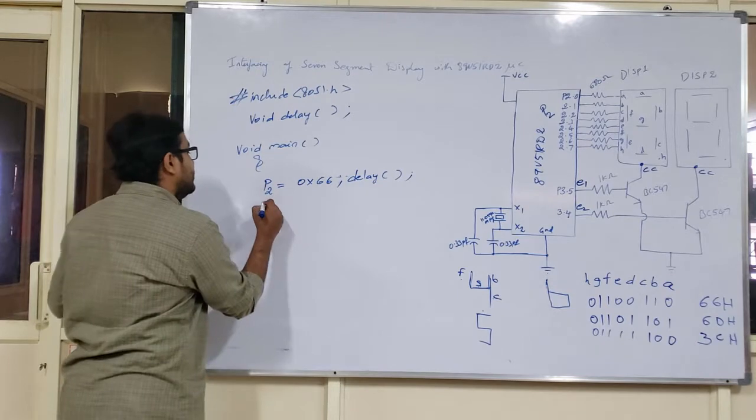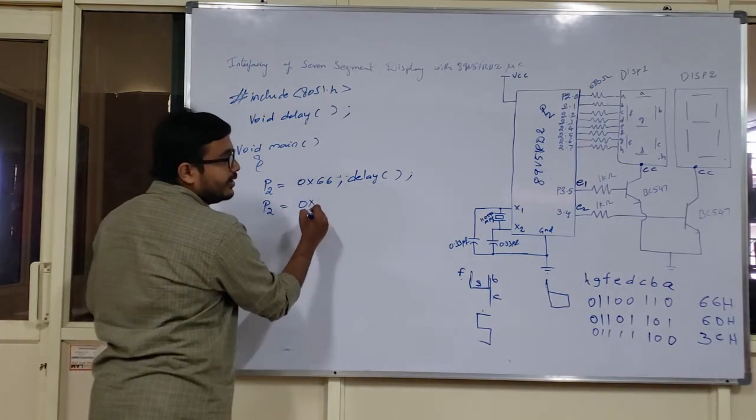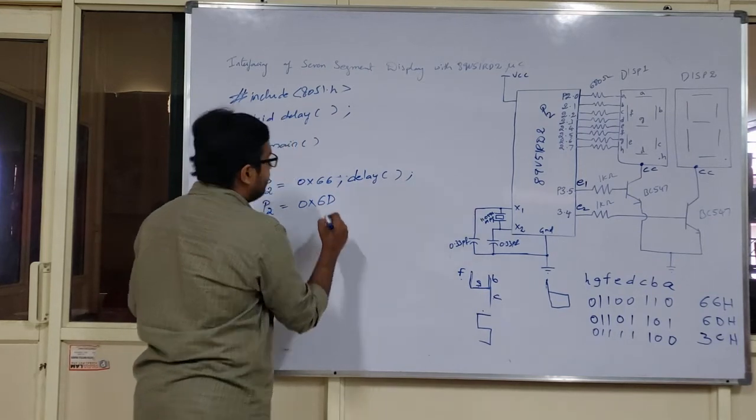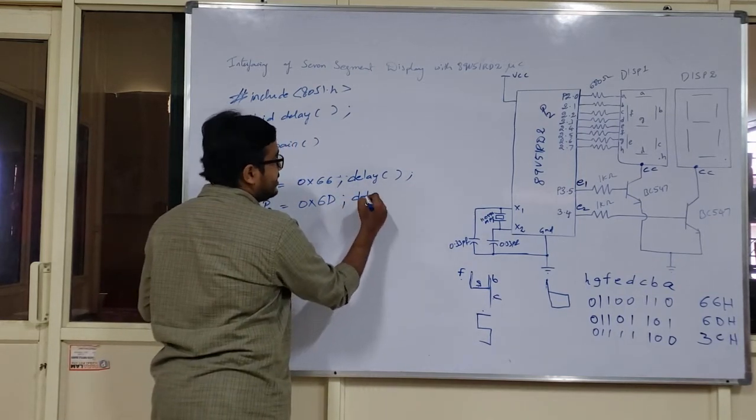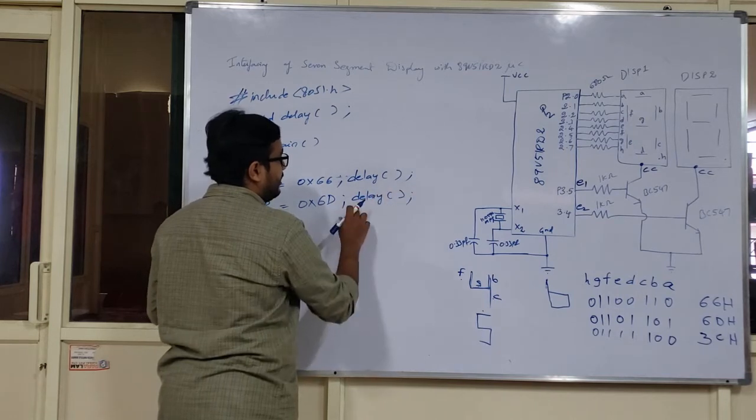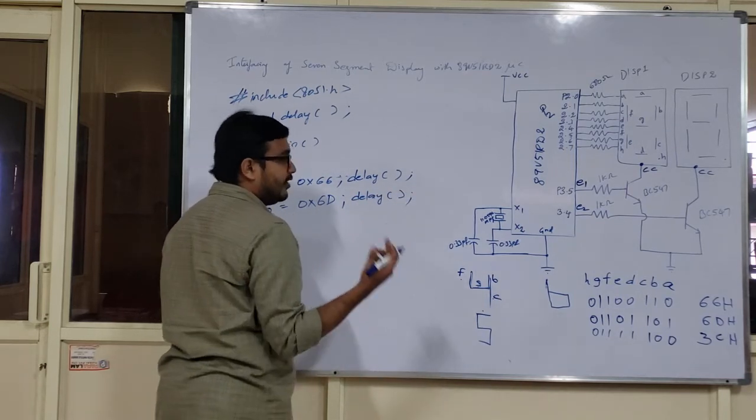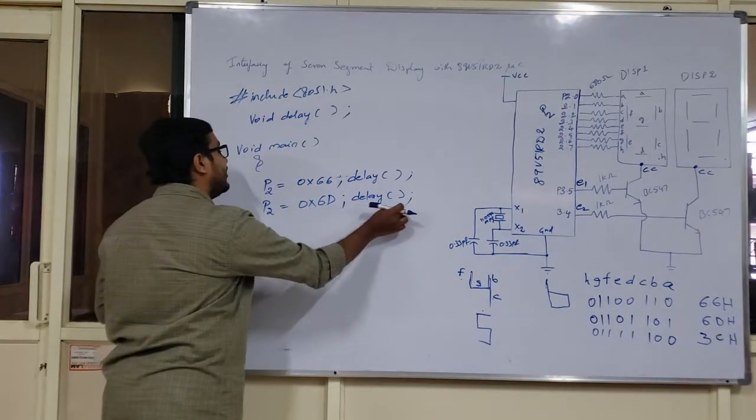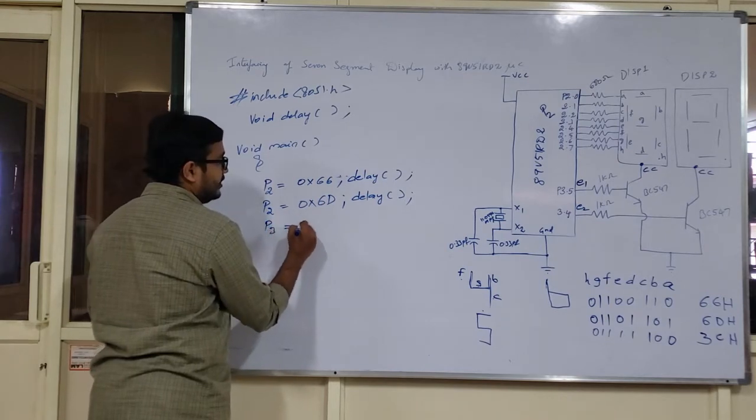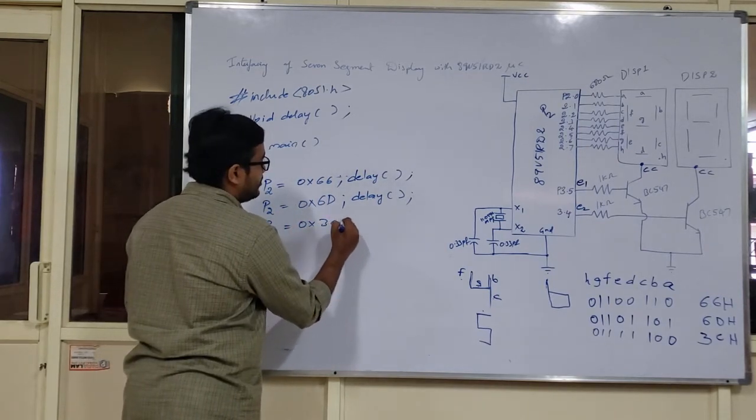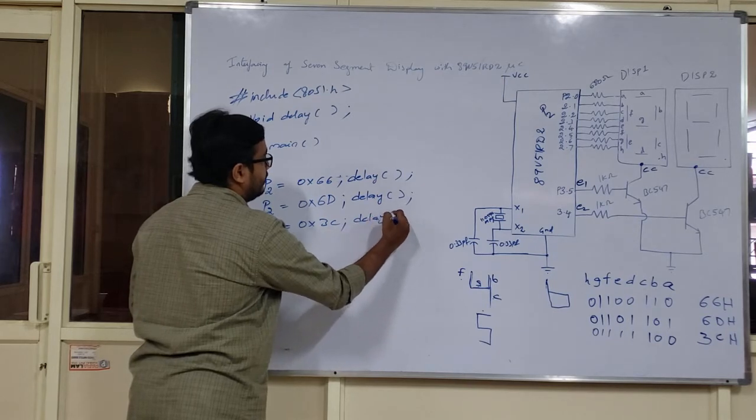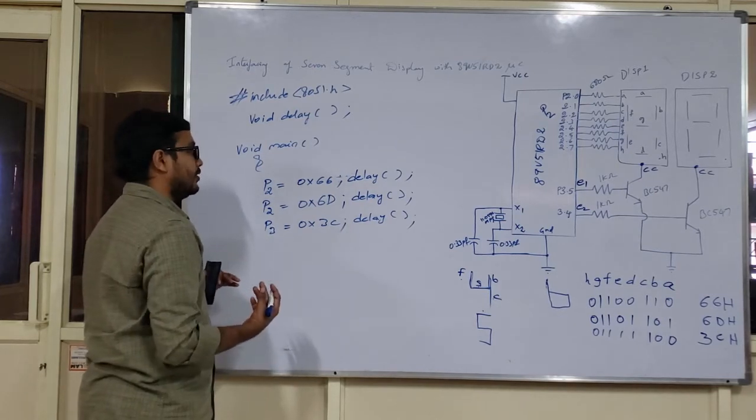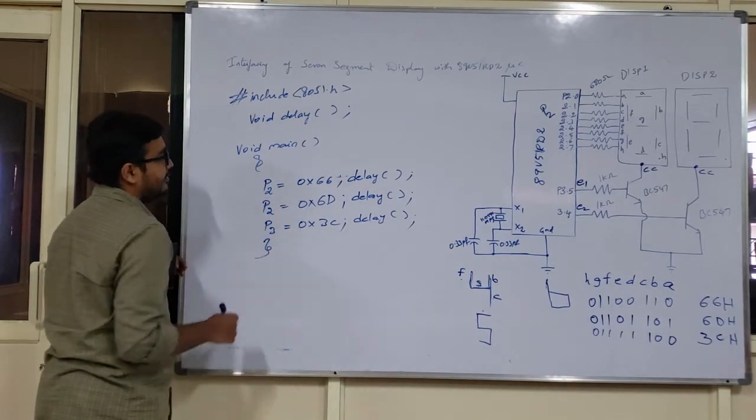Okay. Next is P2 equal to 0x6D. That means decimal 5 will be displayed for a certain duration of time, that is offered by the delay, like 1 second or 2 seconds or whatever the time unit, that will be taken care of by the delay here. And the next one is 0x3C, delay again. Okay. In this way, port 2 is acting as an output. Now, close the bracket.